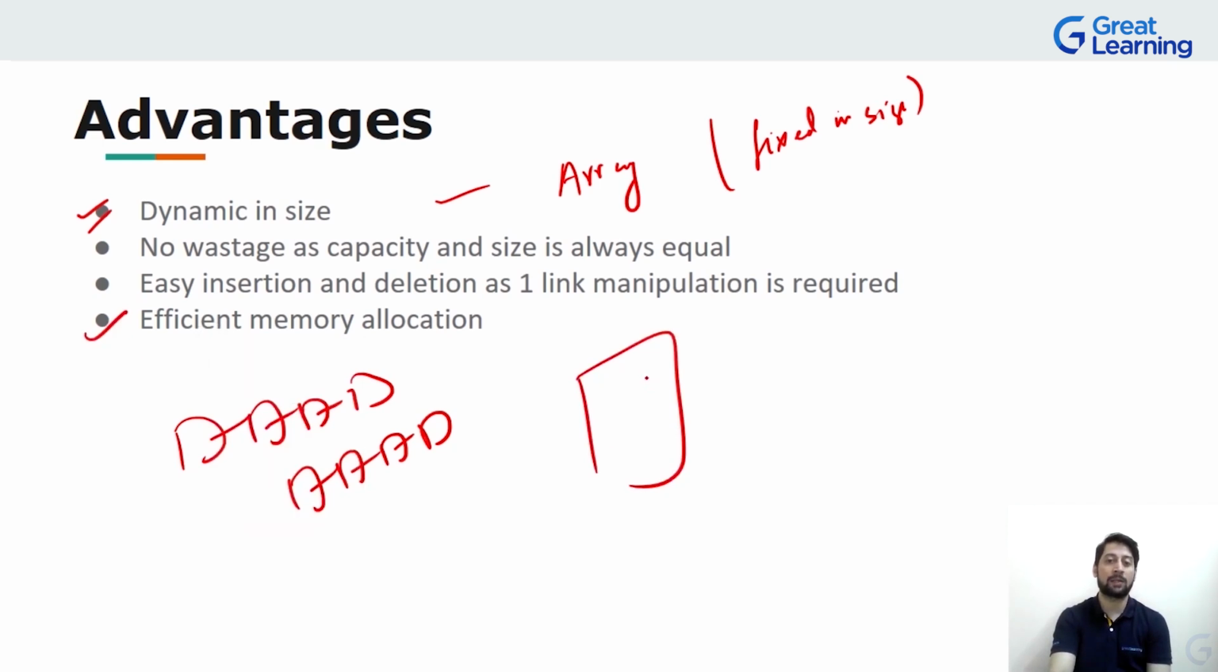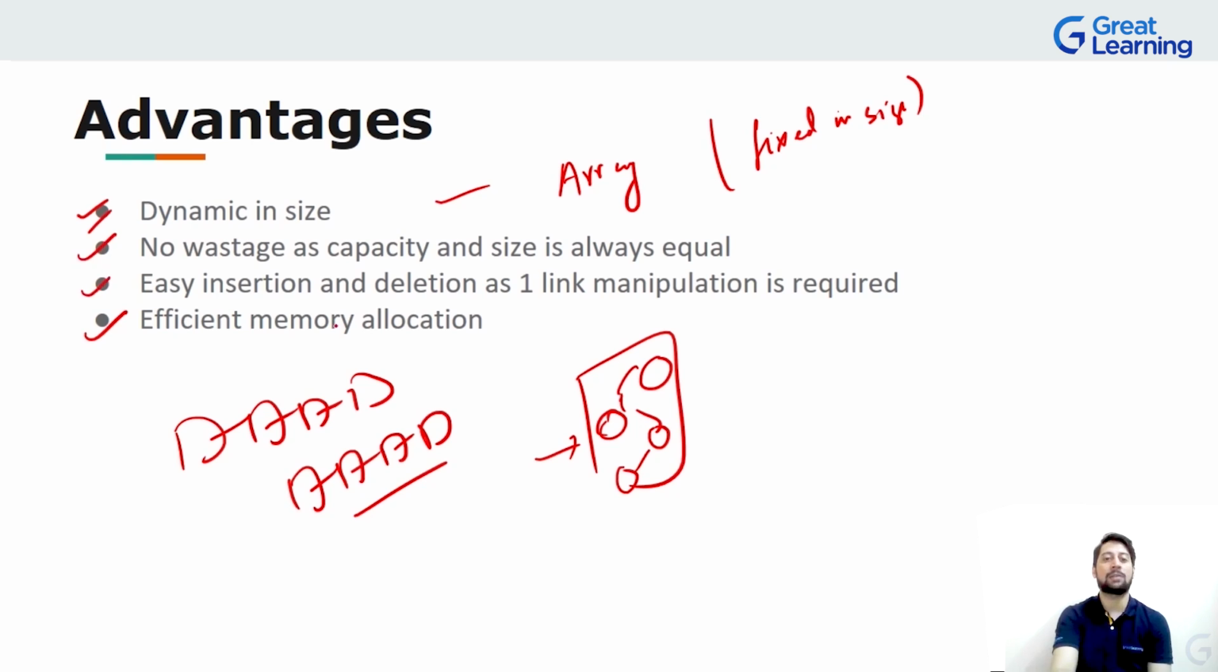How are you doing efficient memory allocation? Let's suppose you have chunks of memory available here and there. You can link them together and allocate the memory and use those memory locations for storing the data, right?